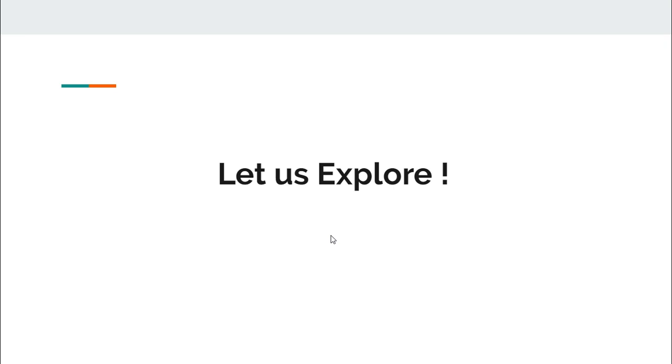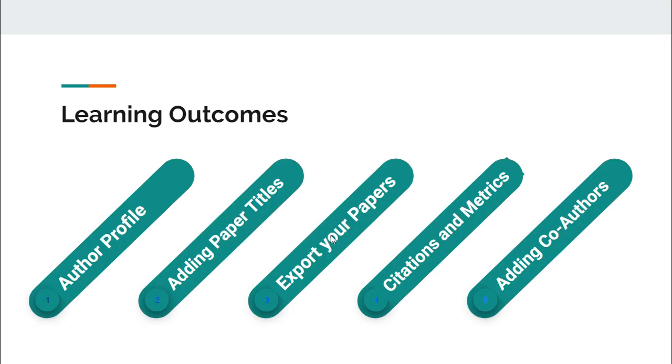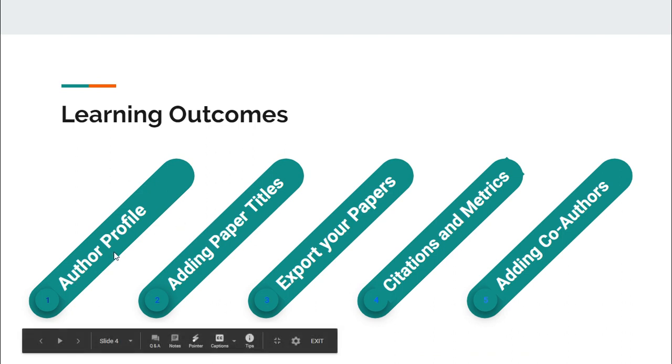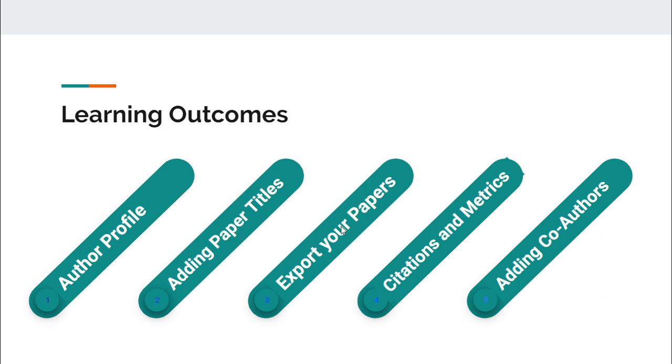So this is all about how you can use Google Scholar in your research credentials. The learning outcomes are: you can create your author profile in Google Scholar. You can add the paper titles. You can export your papers in different styles available at Google Scholar. You can know about your citations and metrics, which is very important and considered a research credential for your profile. And you can add co-authors to know the research papers written by your co-authors with different publishers and so on.